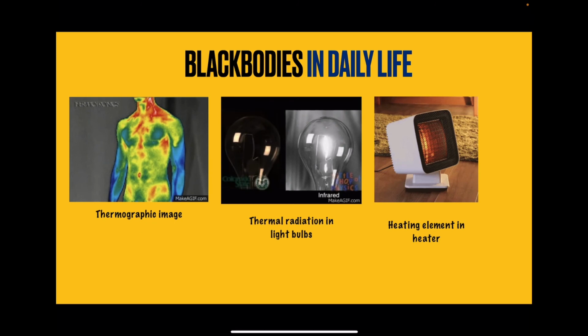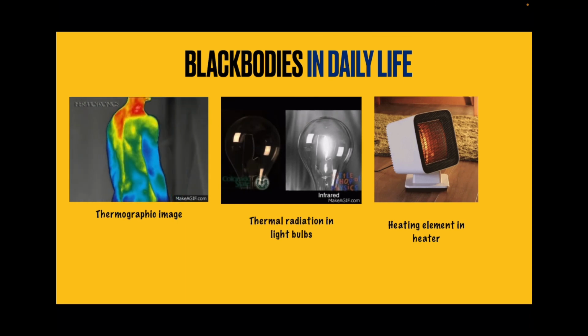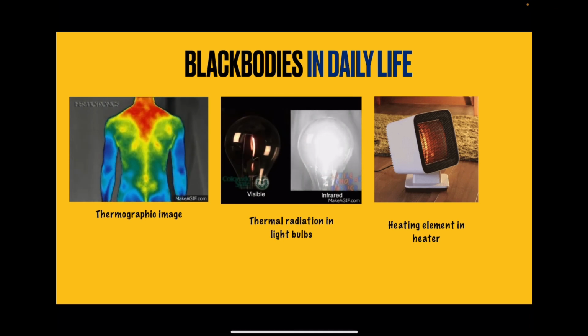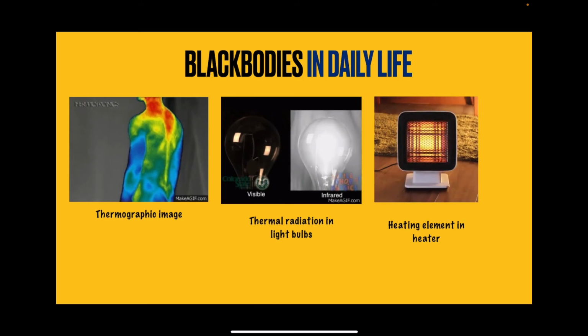These are a few examples of black bodies in daily life. The first one is a thermographic image of the human body. The second one is the thermal radiation in light bulbs. And the third one is a heating element in a heater.